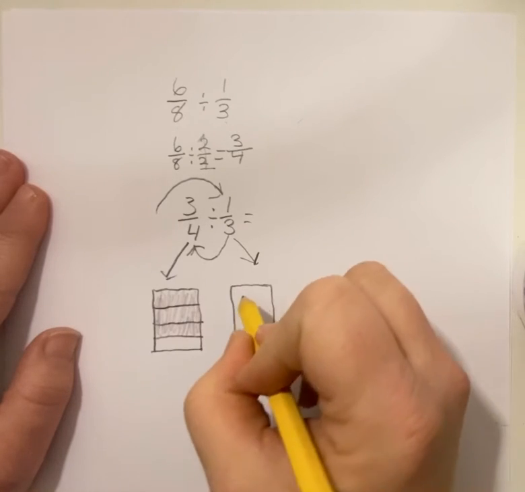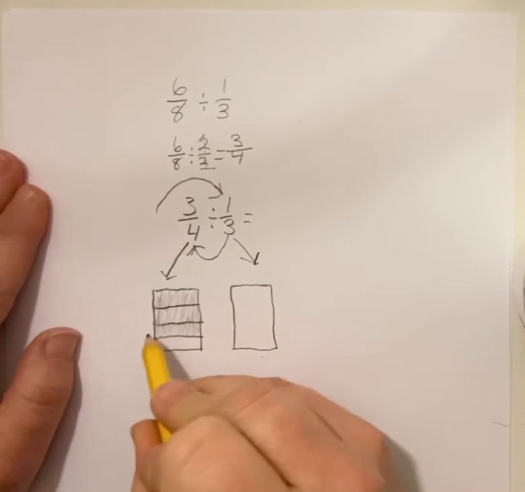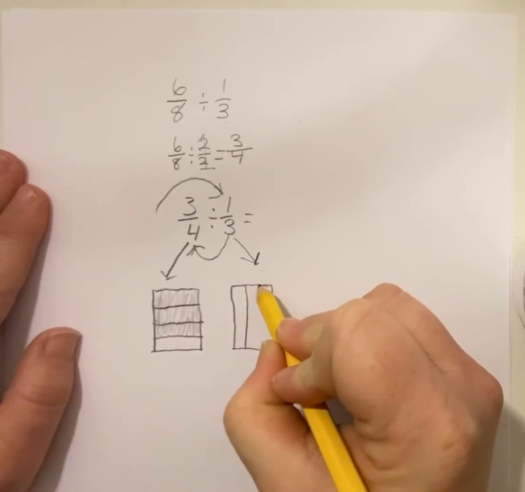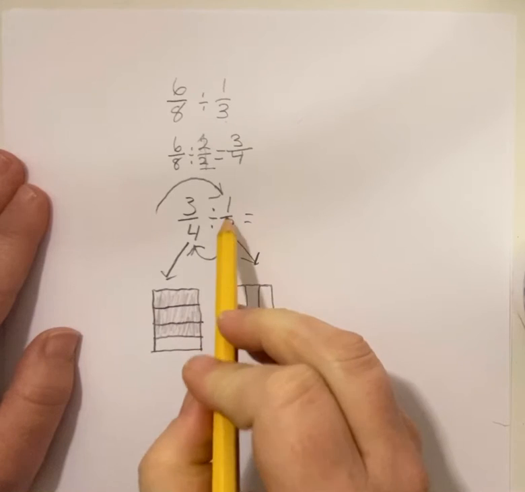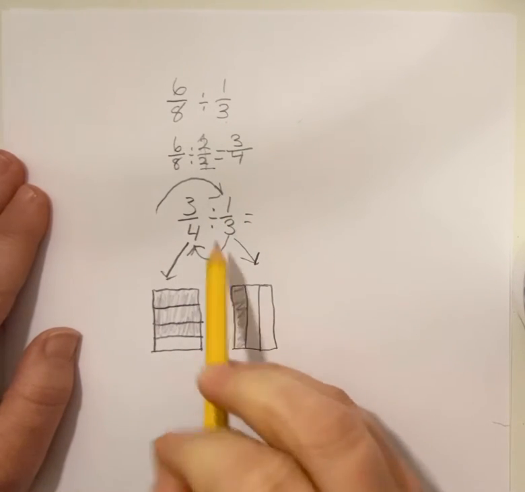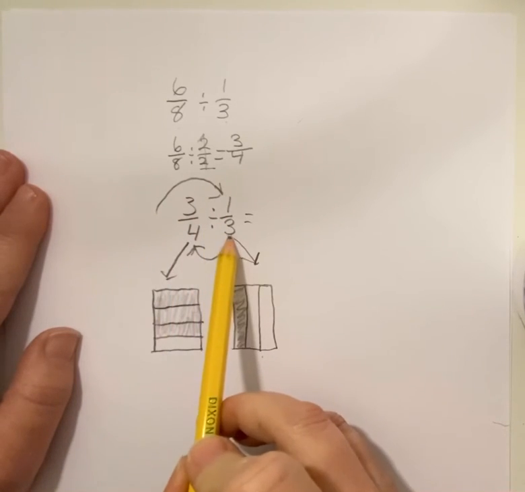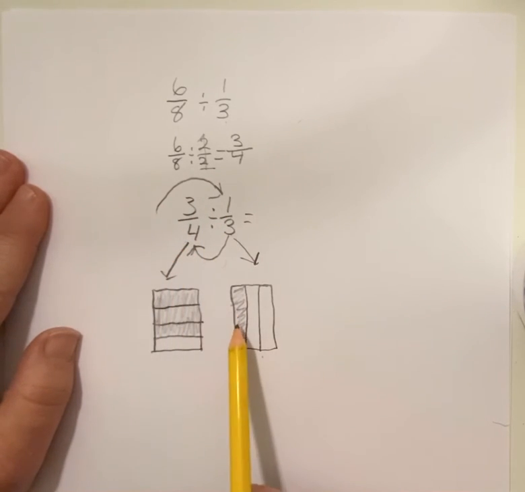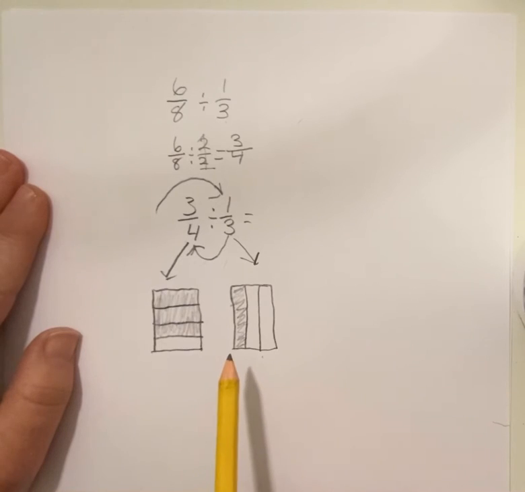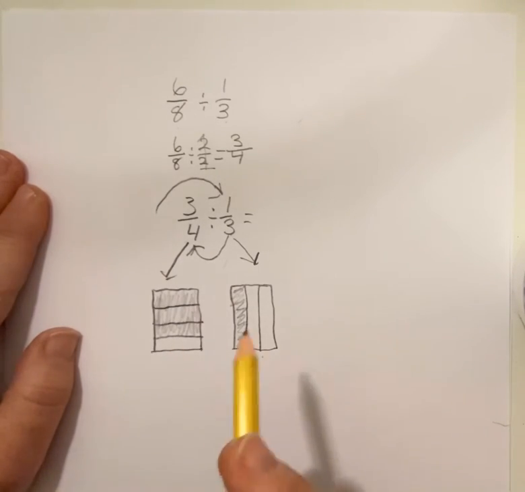For 1/3, since I partitioned the first one horizontally, I'm going to partition this one vertically. It just makes it a little bit easier to work with. And I'm going to partition 1/3. All right, now still remember that I'm reading this as how many groups of 1/3 are in 3/4. My model is getting a little closer, but I can't figure out exactly how many of this size rectangle are in this size rectangle, because my pieces are different sizes. So now I'm going to make them the same size.